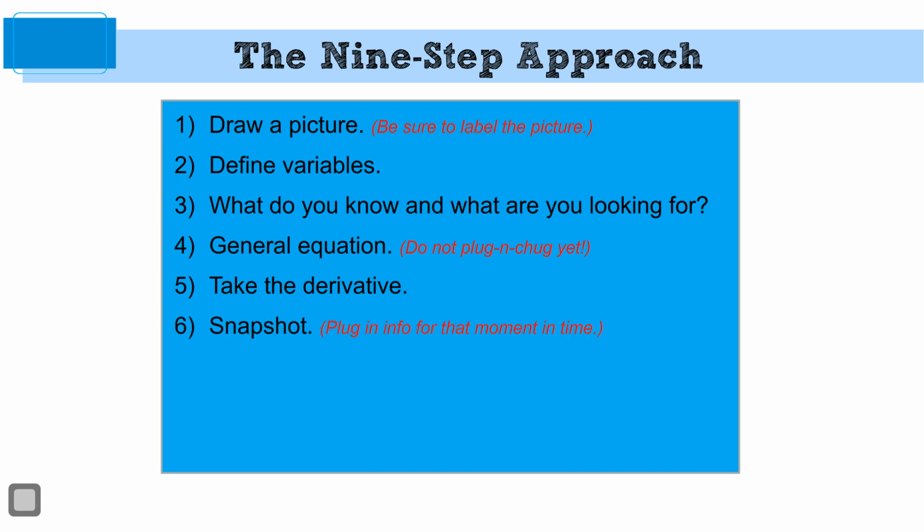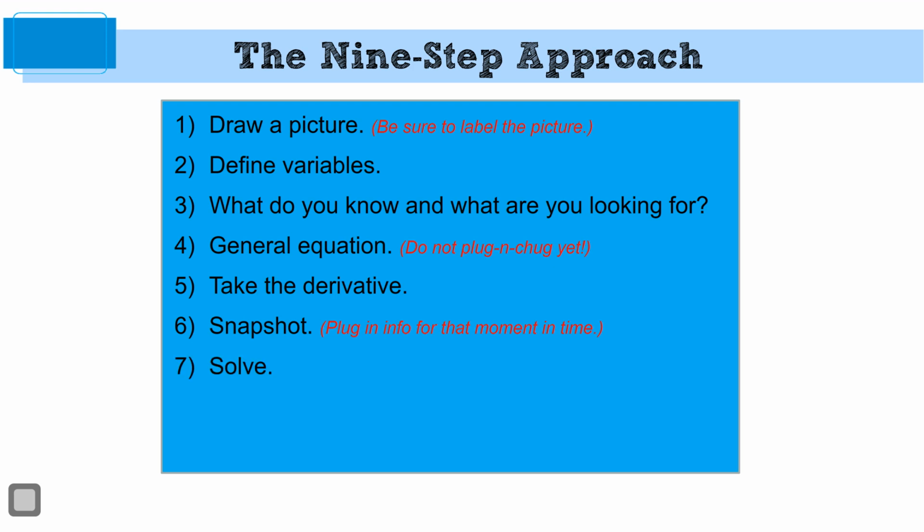Step 6, snapshot. At that exact moment of time, what's happening? You're falling off a ladder. 1 second after you start to fall, what about that? 2 cars are heading towards the same intersection. They both leave at noon. What happens at 12:15?